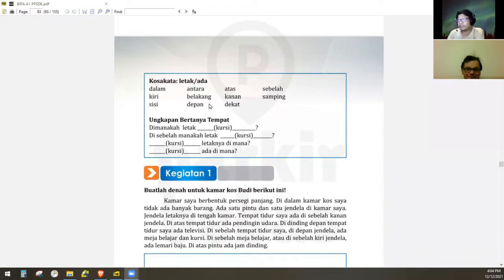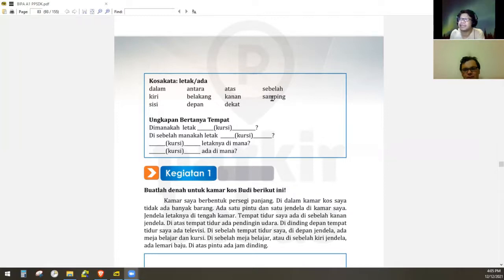Oh, yeah. Like location, right? Di dalam, this is in, di antara, between, atas, you know atas, right? Above. Above or on. It can be both, so it depends on the situation. And then sebelah, what is sebelah? Sebelah is next to. Can be next, yeah, next to.